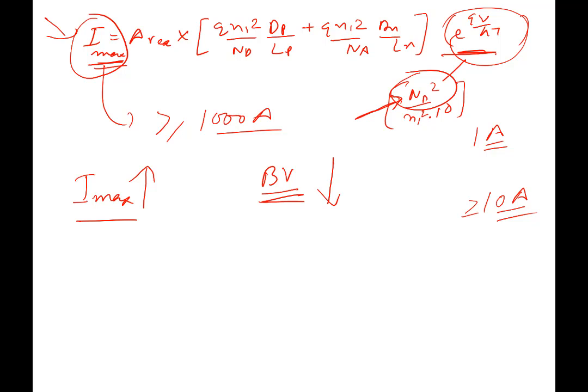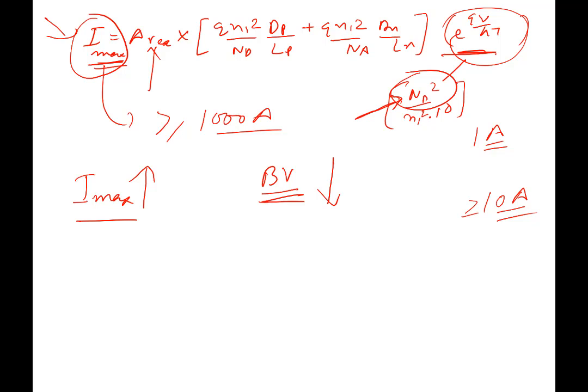Now you may say, well, I will not touch ND. Why don't I increase the area? I can increase the Imax by increasing the area, right? Make the area larger. What happens then? Larger area means it occupies more of the silicon, so the cost goes up. The cost starts going up.